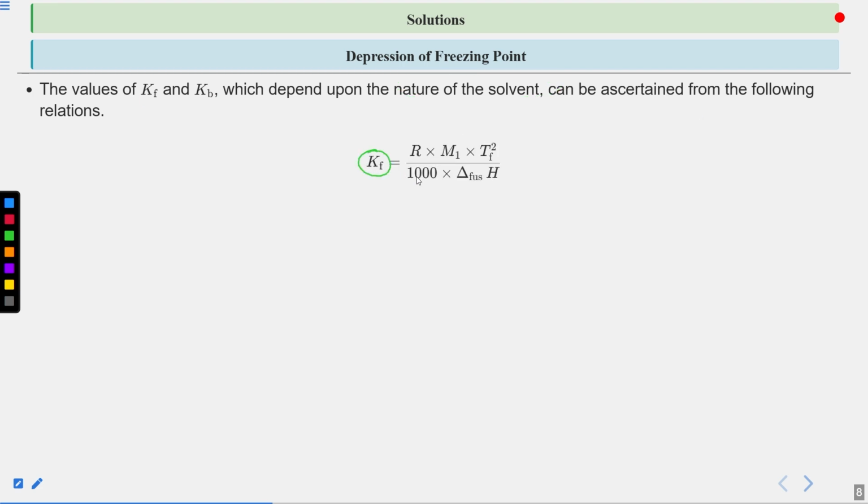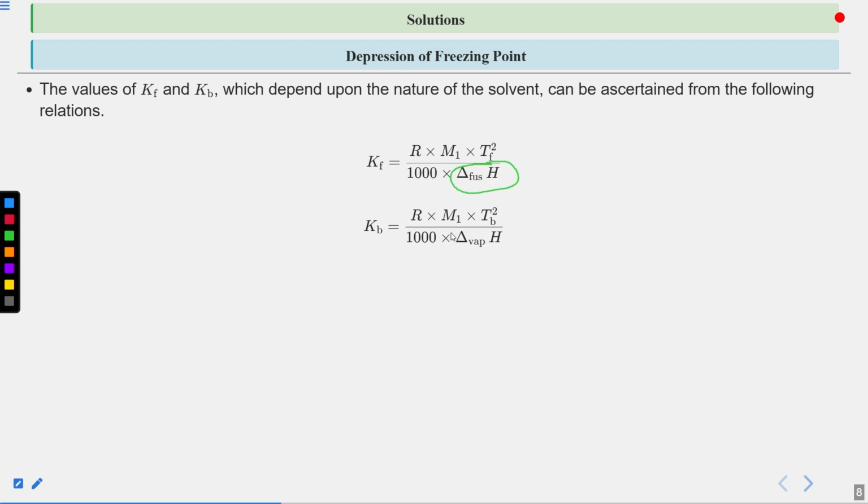Now there is a formula to calculate the Kf for the solvent, which is R into M1 into Tf square divided by 1000 into delta H fusion. Now what are these terms? R is the gas constant, 8.314 joule per mole per Kelvin. M1 is the molar mass of the solvent. Tf is the freezing point of the solvent and delta H fusion is the enthalpy of fusion.